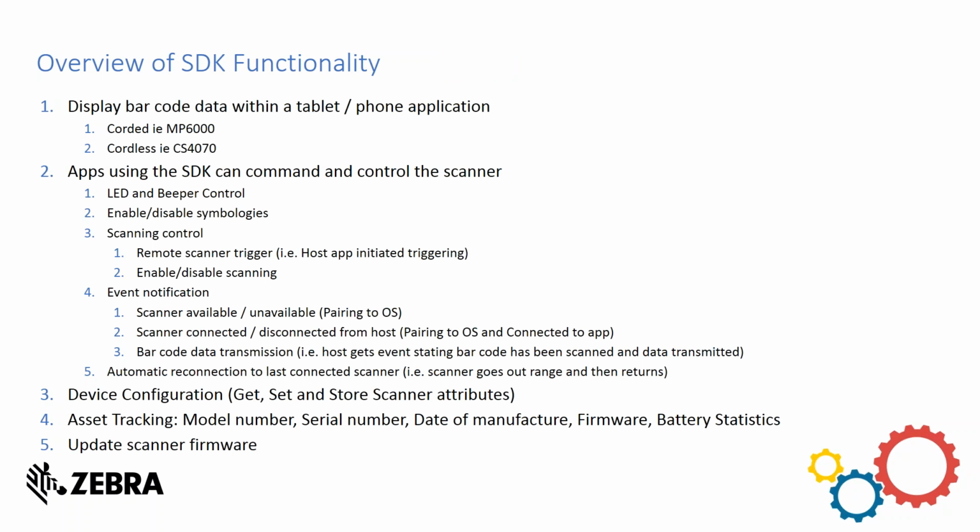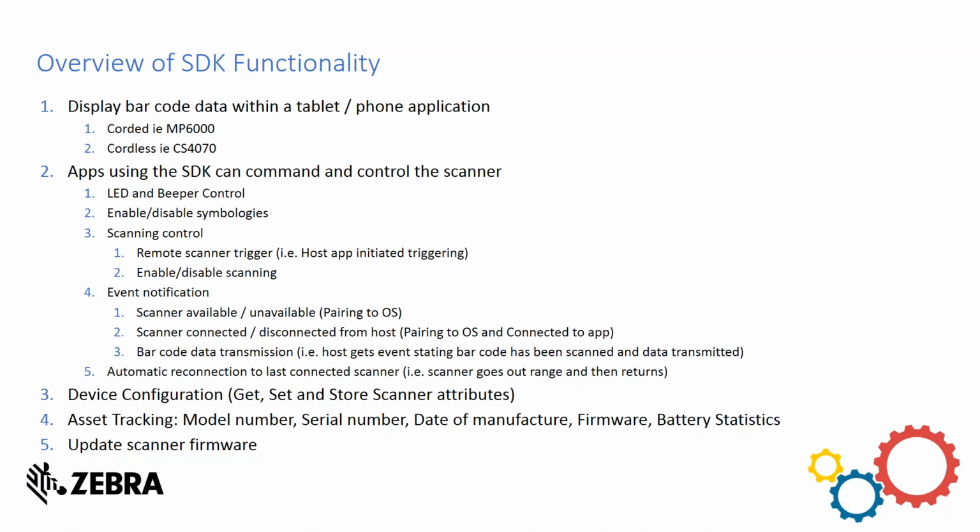So to start this off, let's talk a little bit about what this SDK can do. And it won't all be talk like this. There'll be a lot of hands-on, but at a high level, this SDK is aimed at two types of devices, phones and tablets in general. And it works with both corded devices. So if you're familiar with our lineup, say an MP6000 or a DS8100, DS8108 series, that's corded devices, or it can work with cordless devices, say a CS4070 or a DS8178. And when it's cordless, it's a scanner with no cradle involved, going straight to your phone or tablet via a Bluetooth connection.